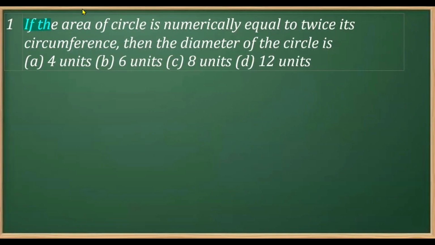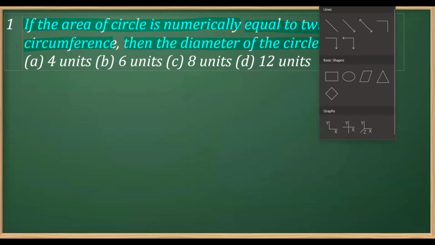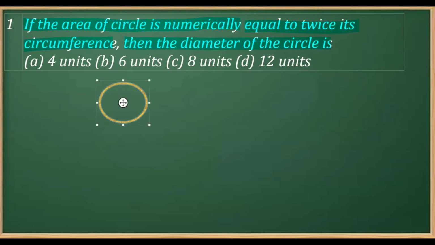The first question is: the area of a circle is numerically equal to twice its circumference. Then the diameter of the circle is what? Although we don't need to make a figure, what we know is that the area of a circle is pi r square, numerically equal to 2 times the circumference. And what is circumference? It is 2 pi r.